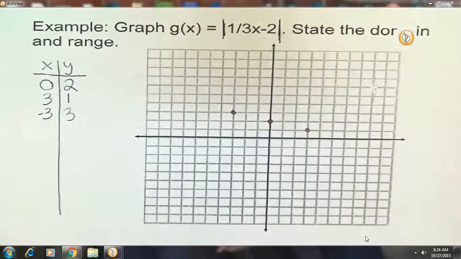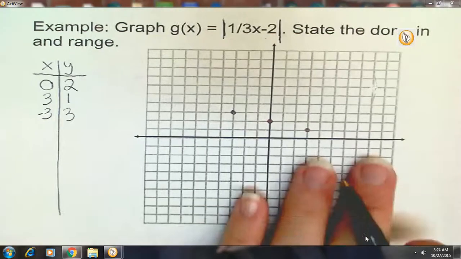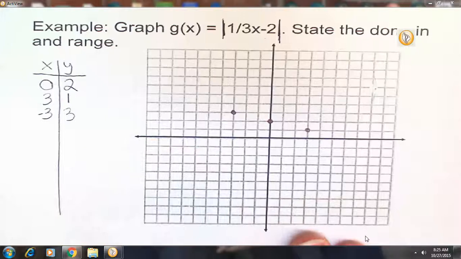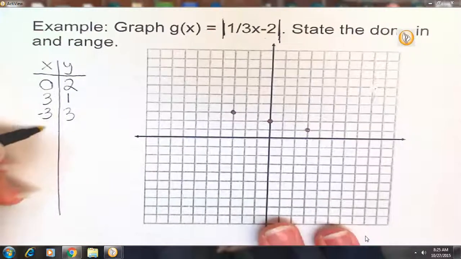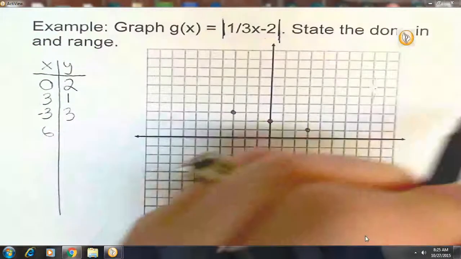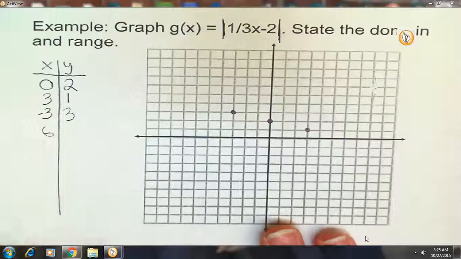Right now it looks like our graph is going to be a line, doesn't it? We know better than that. We know it's not really going to be a line. It should be a V. So let's pick some more points. Should we pick more positive numbers or more negative numbers? Positive. That way we figure out where the V is going to go down and come back up. So I'm going to jump and I'm going to put 6 in.